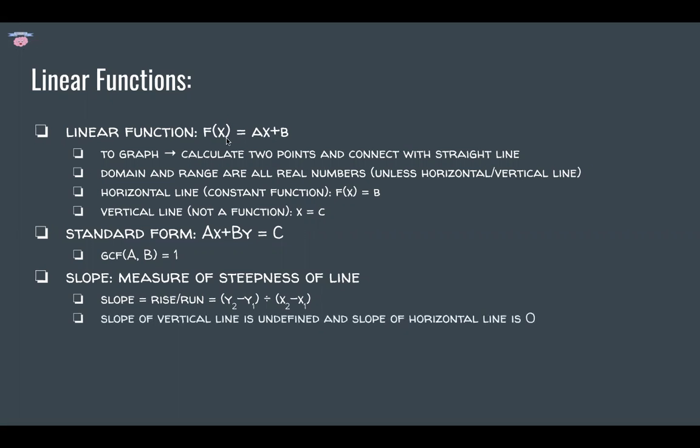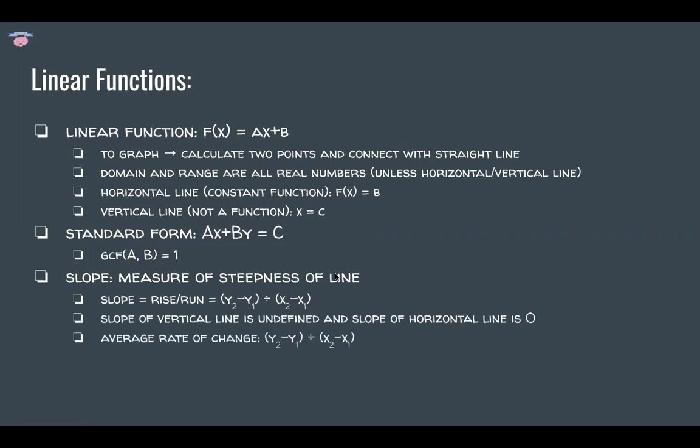The slope of a vertical line is undefined, and the slope of a horizontal line is 0. That makes sense because for a horizontal line, the y values don't change, so it'll be 0 in the numerator. Vertical lines, the x values don't change, so it'll be 0 in the denominator, and we can't have 0 in the denominator, so it'll be undefined.